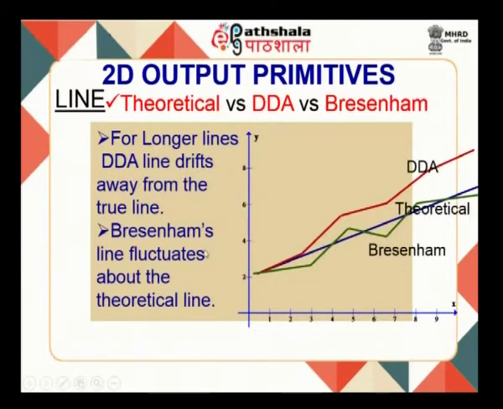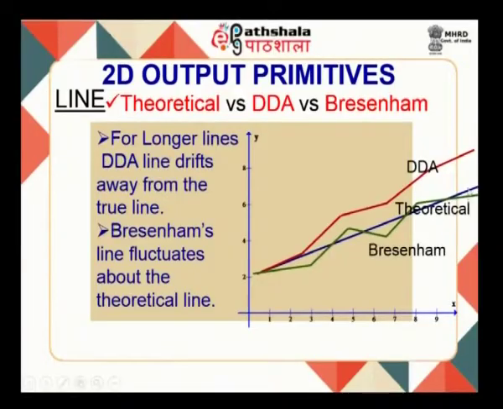So, it is more accurate. So, that is how it is more efficient than the DDA. It also solves the problem of floating point calculations. Because of these two fundamental advantages, it is more efficient and also avoids floating point calculations. It is a better algorithm and is also accurate because it always fluctuates about the theoretical line. So, it never deviates from the theoretical line.